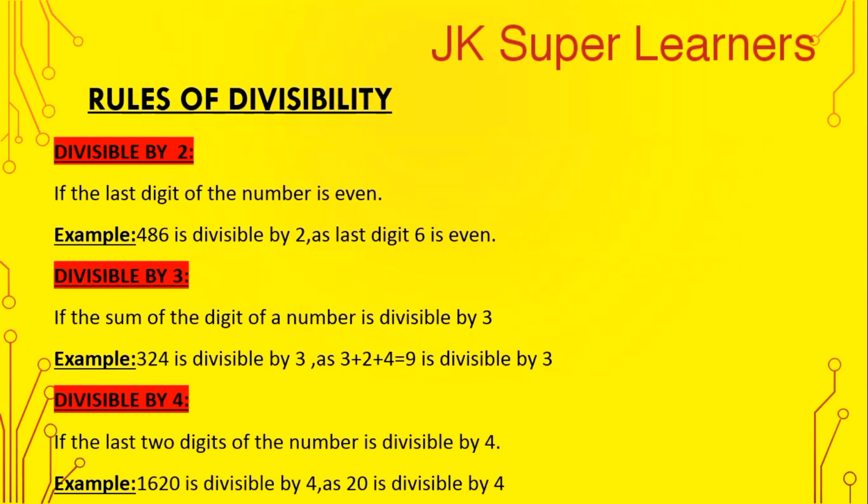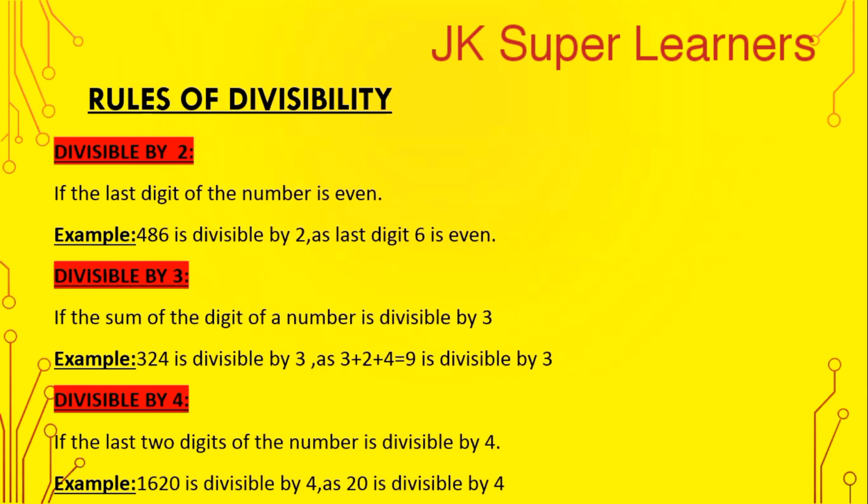Let us study what are rules of divisibility. So first is divisible by 2. If the last digit of the number is even, then it is divisible by 2 according to rules of divisibility. For example, 486 is divisible by 2 as last digit 6 is even here.